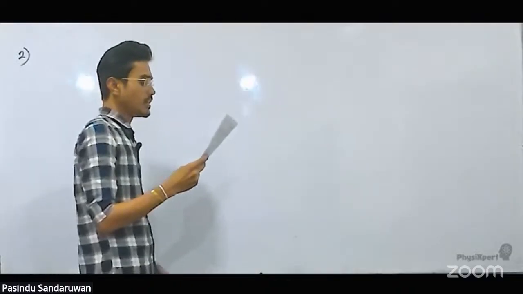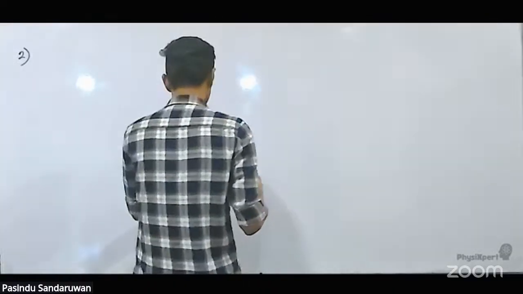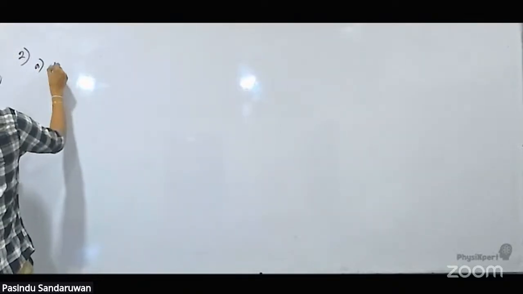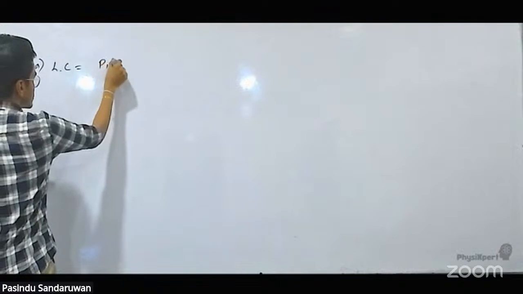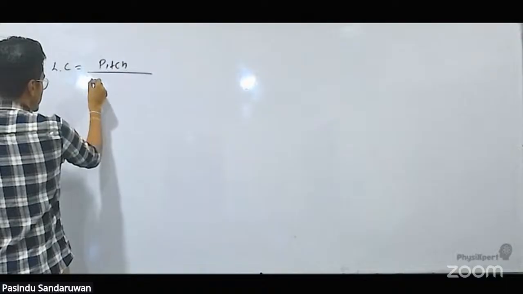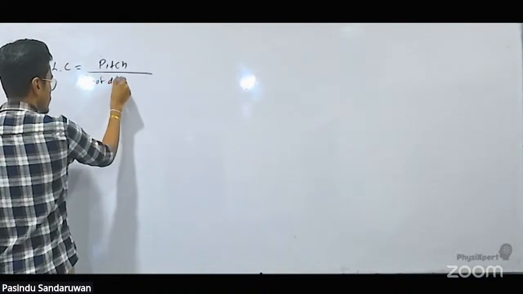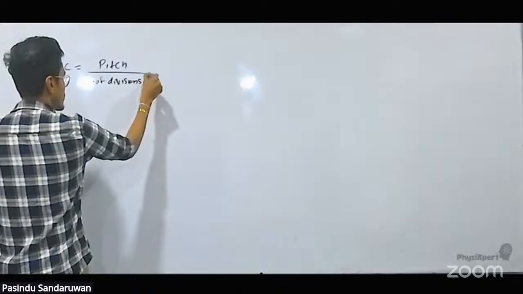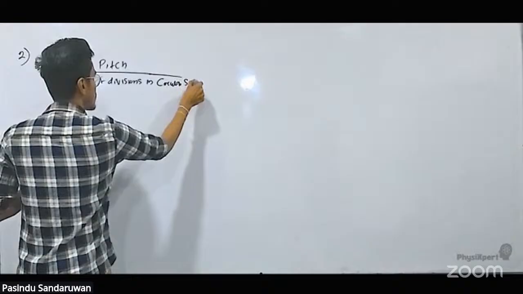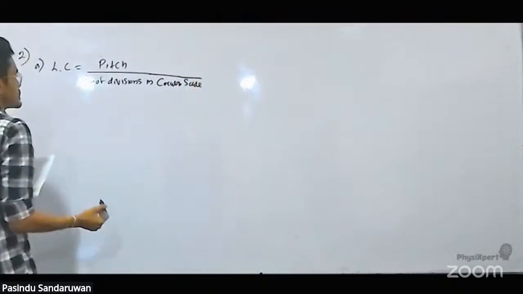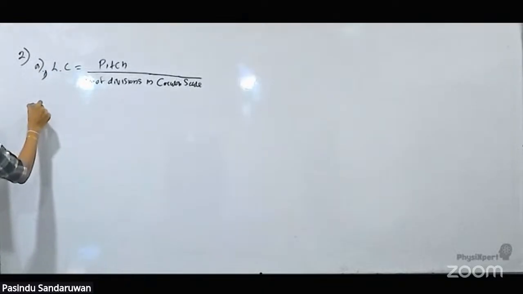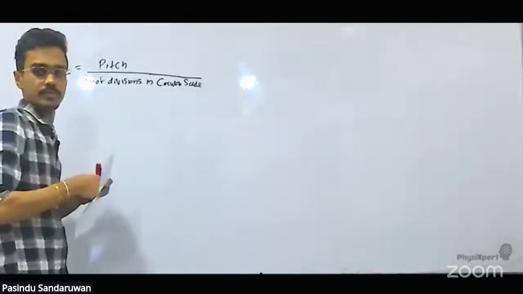Write the formula used to determine the least count of the instrument. Formula for the least count. Least count of a spirometer is given by pitch over number of divisions in circular scale. Right? Pitch over number of divisions in circular scale. Part 1. Part 2.